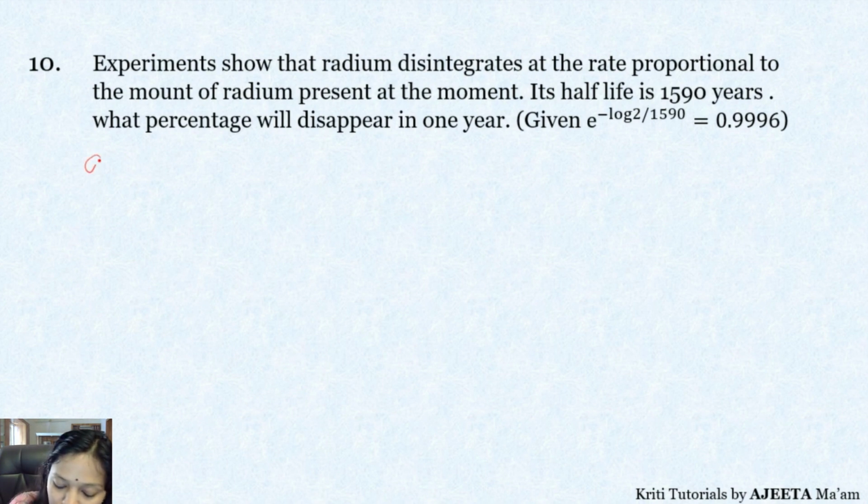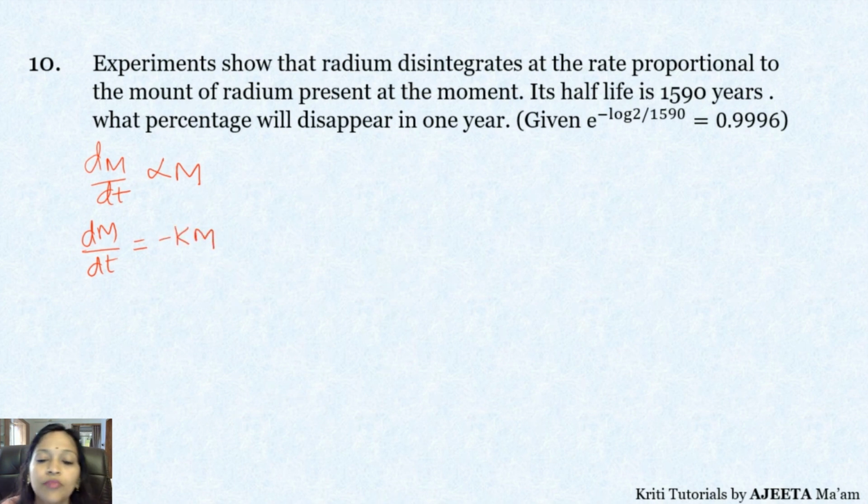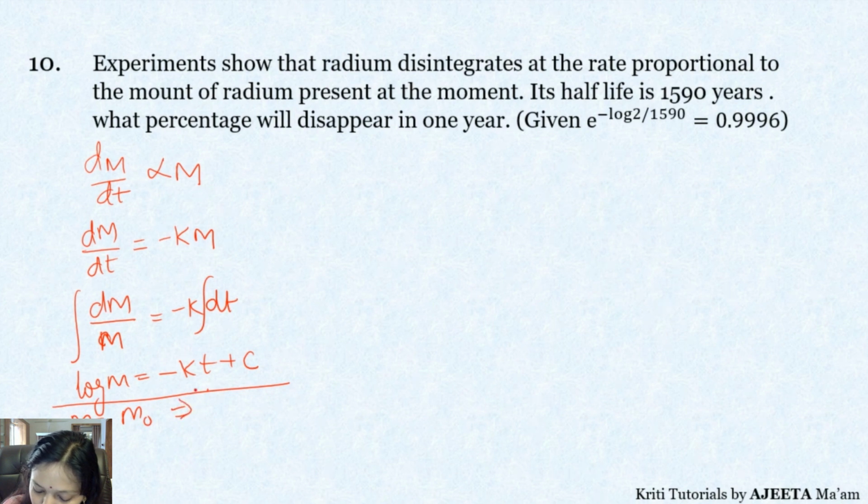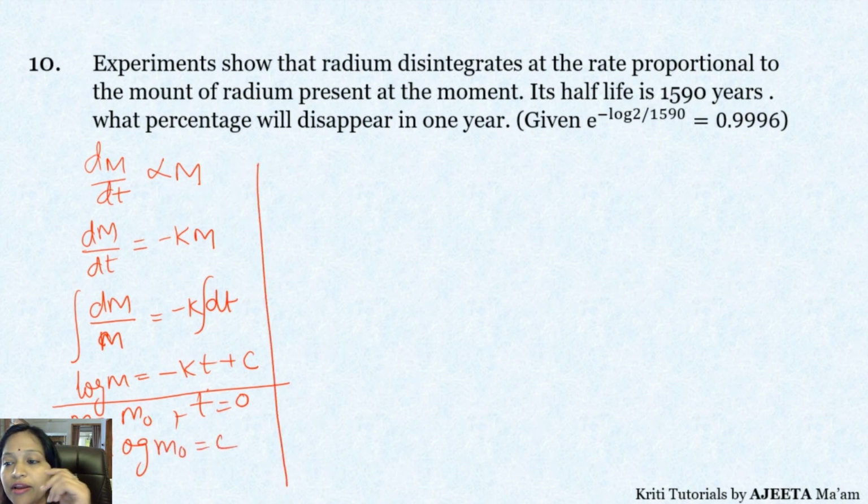Now let's move on. So again we will take dm by dt only and it is proportional to the mass present. Now again we will introduce the constant k which is going to be again negative. Right? Now let's again use the variable separable form. Again integrate both the sides. Correct. Now again take the initial mass when time is 0. So log m0 will be the value of C. Correct? Now let's find the K.